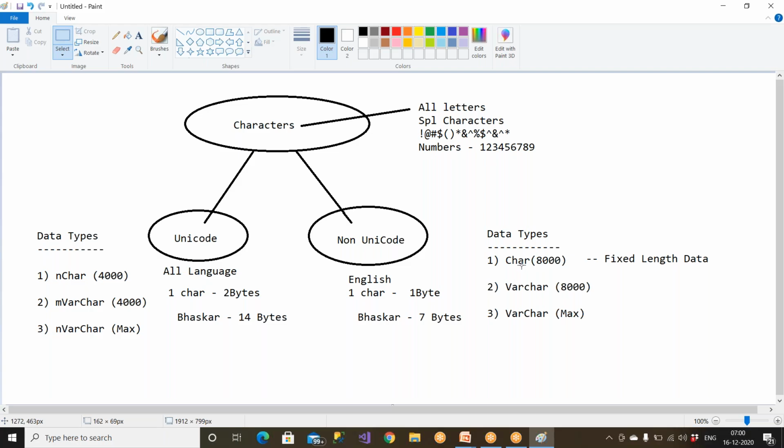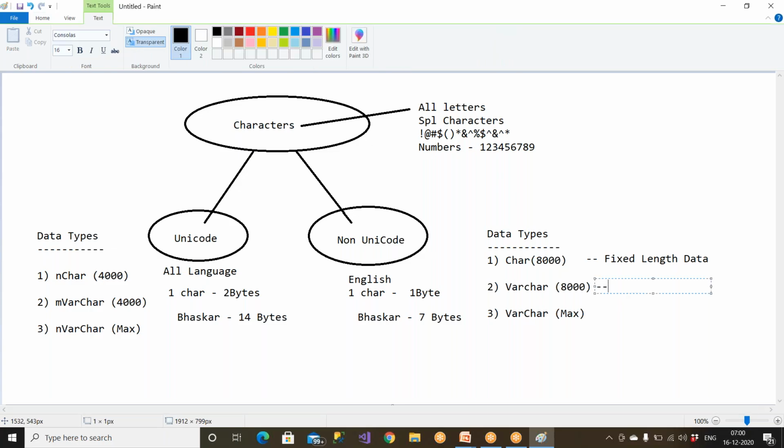So when I say char, it is going to occupy fixed length data. For example, in India, my phone number is 10 digits, and everyone else's phone number also has 10 digits. But varchar means variable length data. So my name is Bhaskar Jogi, I have only 7 characters. Variable length data. The length of the data will change.